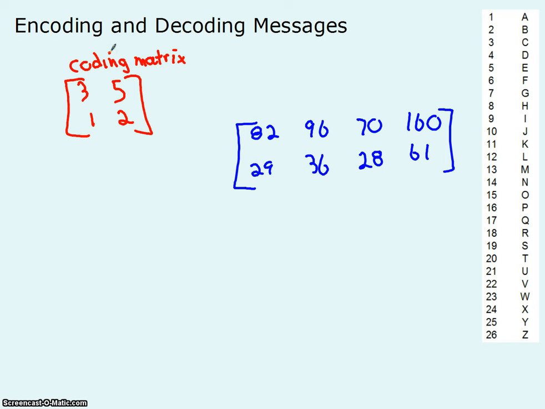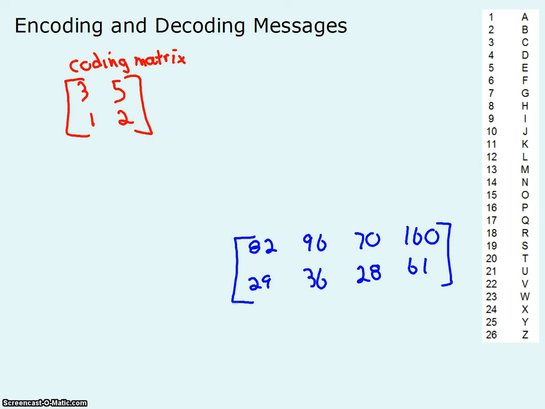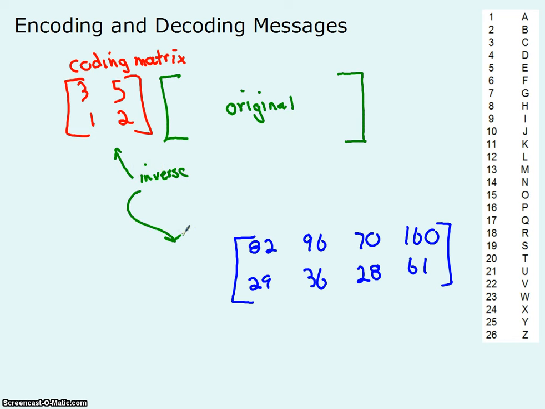Okay. Well, now what I need to remember is this. The person that sent this message to me took that matrix, multiplied it by some original message matrix, and got this blue one. So I need to unmultiply by my coding matrix so I can find out what the original one was. And the way we do that is we take the inverse of this matrix and multiply it right here.